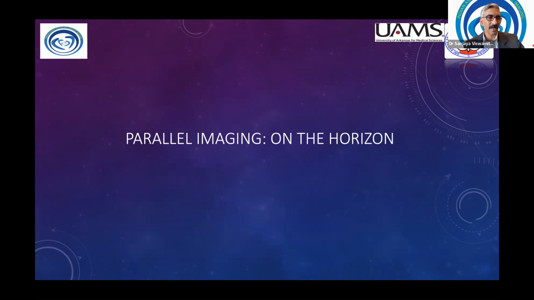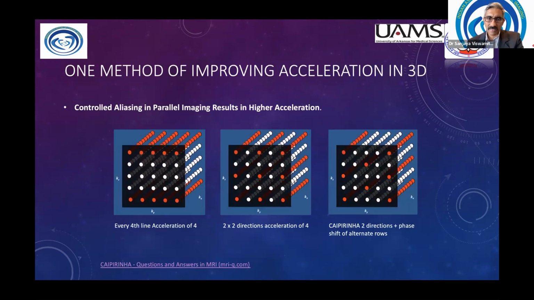What do we have coming up in the new horizon of parallel imaging? There are certain terms and certain things that you might hear from your vendors, and certain terms that you need to be familiar with. These are complex terms. And basically one example is that you can improve the ability to get acceleration by using parallel imaging results with higher acceleration. This is just one example of how that's being done.